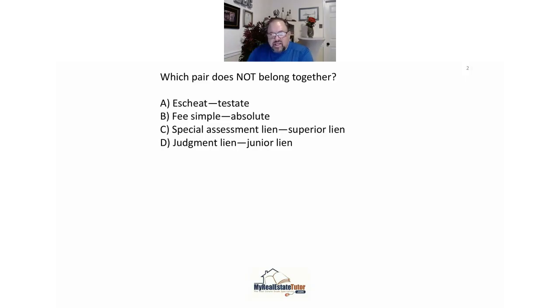Okay. So escheat, testate, fee simple, absolute. That looks pretty good, close together. The pair that doesn't belong together is escheat and testate. Why? Because with escheat, someone dies without a will. They die intestate. Testate, they do have a will. So those are opposites. Fee simple, absolute, same. Special assessments, superior liens, same. Judgment liens, junior liens are the same. Okay.